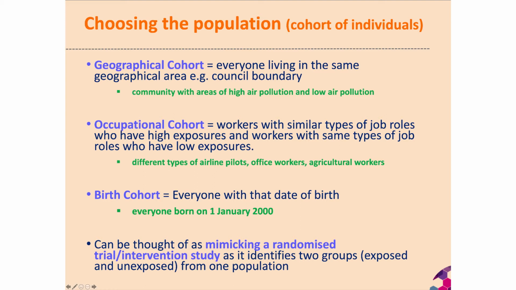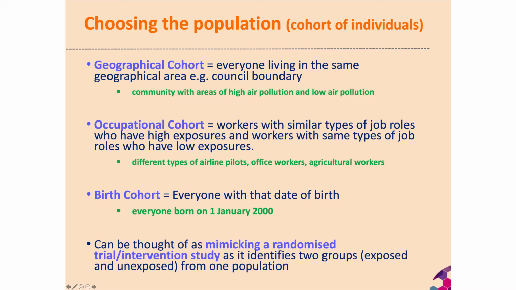So, how do we choose our study population, our cohort of individuals? There are three broad types of cohorts we can look at: geographical cohorts, occupational cohorts, and birth cohorts. Geographical cohorts are everyone living in the same geographical area, for example, a council boundary. So this could be a community with areas of high air pollution in it and areas of low air pollution.